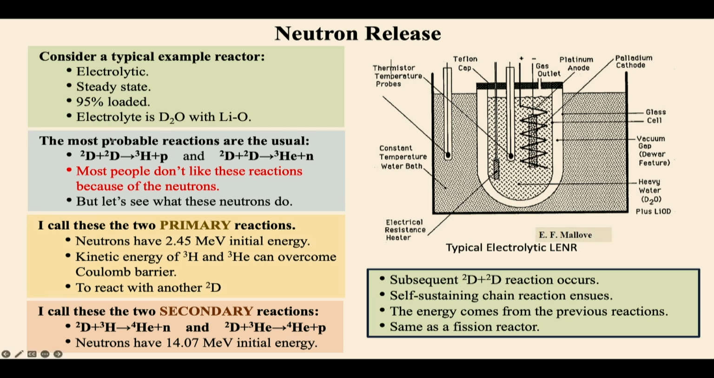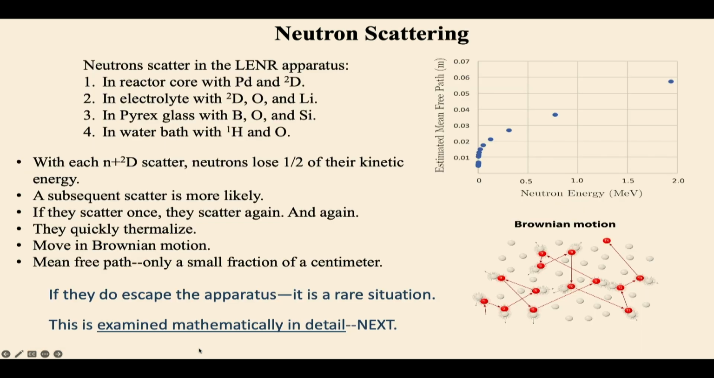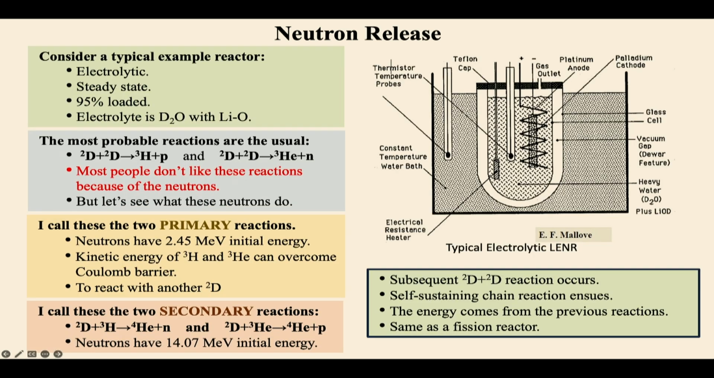I call these two the two primary reactions. The neutrons coming out of here have 2.45 MeV initial energy. The kinetic energy of the tritium and the He3 can overcome the Coulomb barrier to react with another deuterium. I call these the two secondary reactions, shown here. The neutrons here have 14.07 MeV of initial energy.